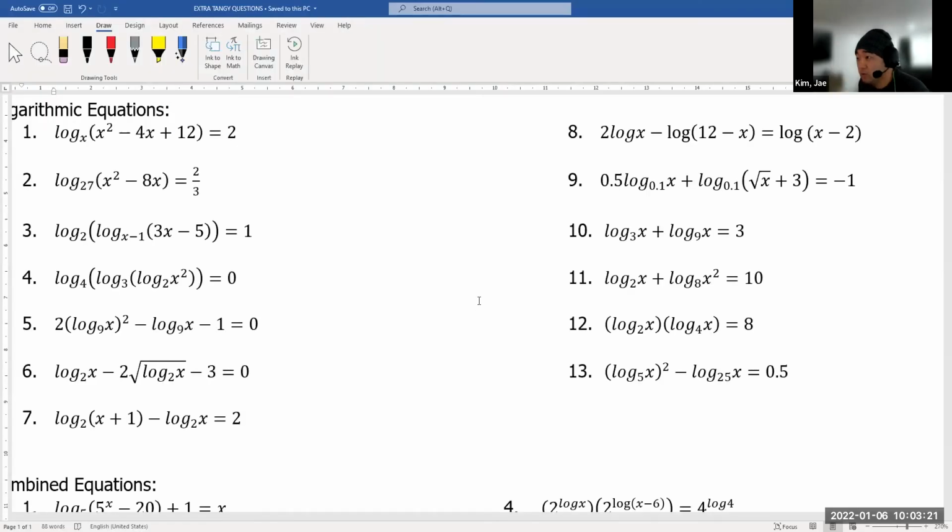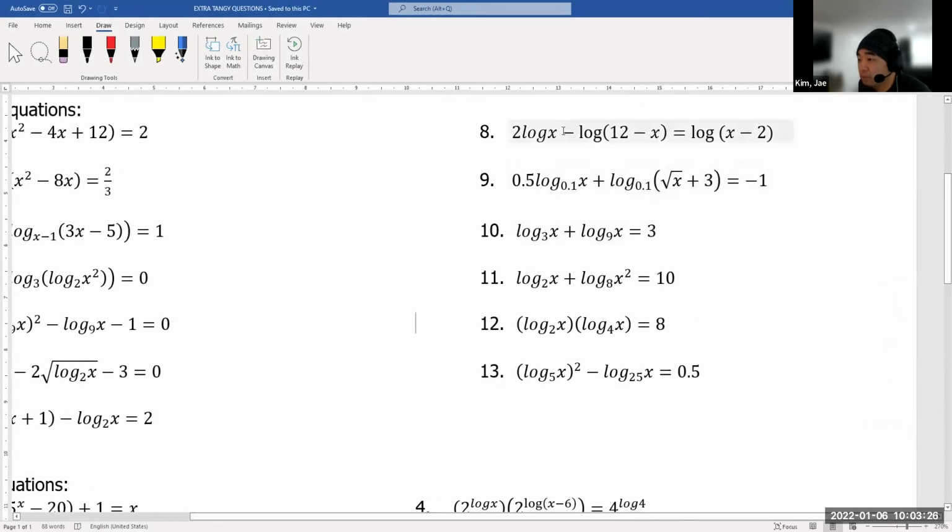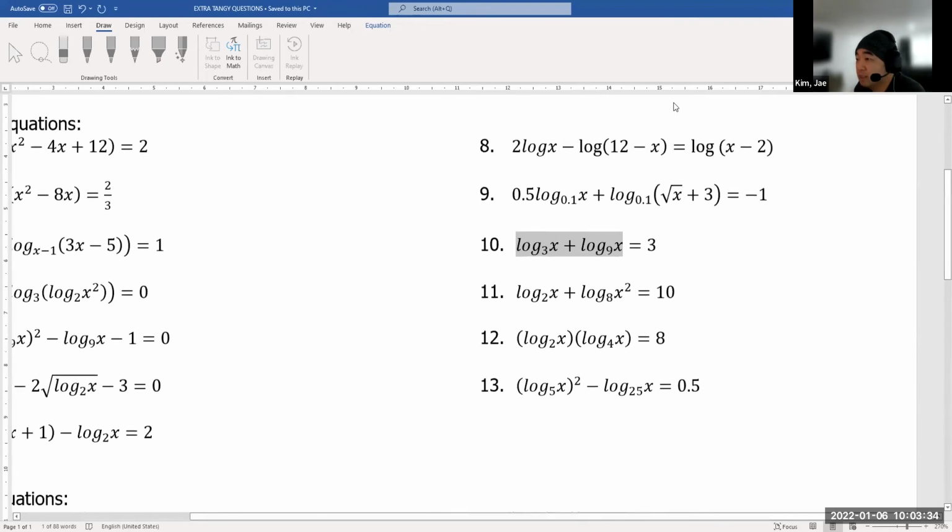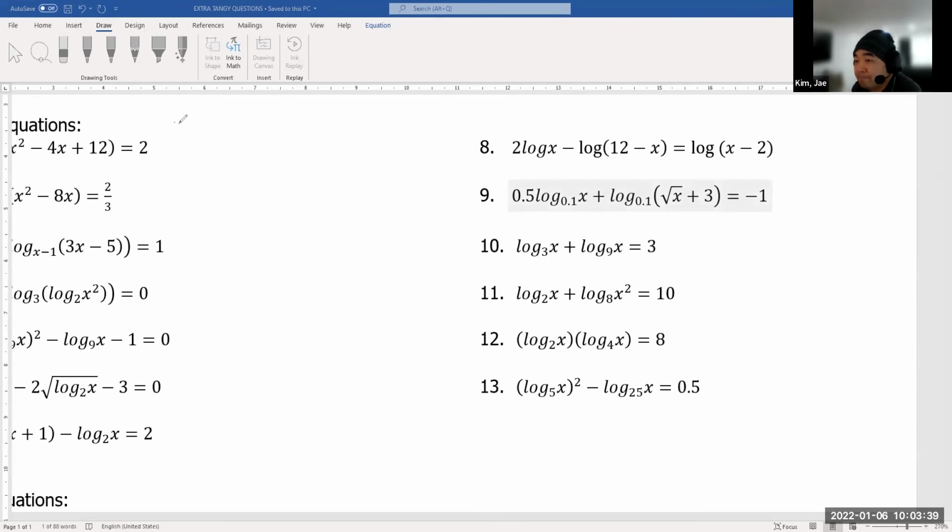I am going to move on and look for another kind of question that might be useful. And that was, what do you do when you have different bases? So let's try number 10 together. Number 10, what would you do? Well, I can't even use the law of logs to turn this into a single term because they're different bases. Maybe I can try to change them into the same base.